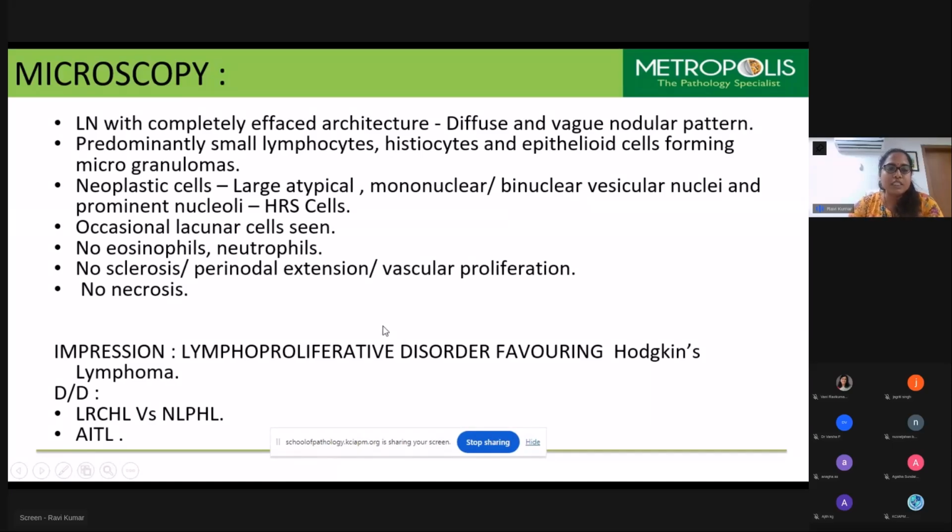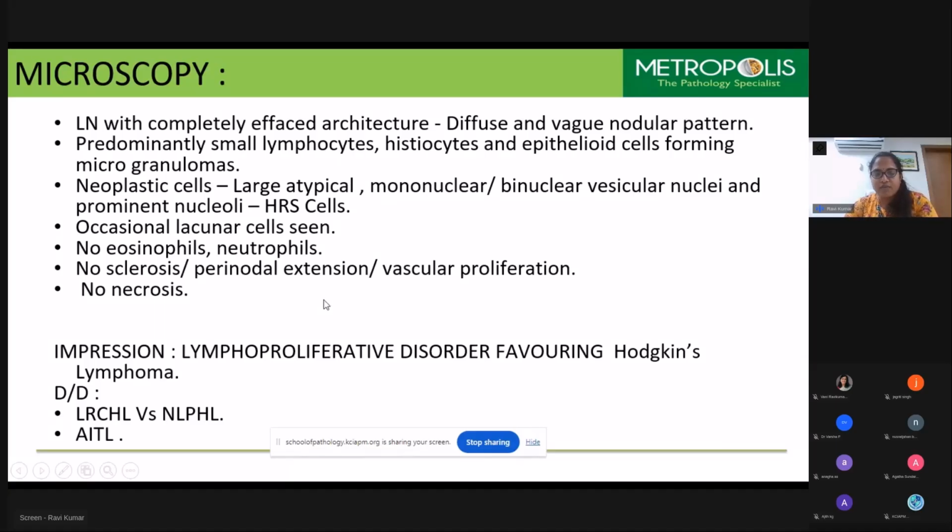Then the most important is the negative findings. There were no eosinophils, there are no neutrophils. So that gives you an idea, even if it is a Hodgkin's lymphoma, in what subtype you expect eosinophils and neutrophils, and what subtypes you don't see eosinophils. Then there is no sclerosis, there is no perinodal extension.